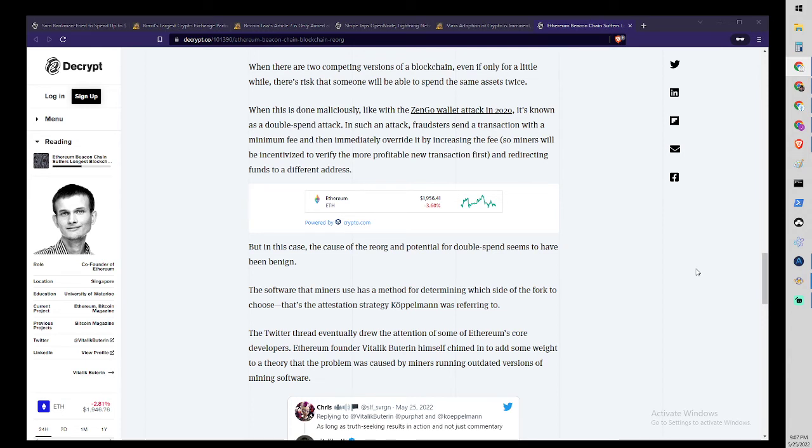But in this case, the cause of the reorg and potential for double spend seems to have been benign. The software that miners use had a method for determining which side of the fork to choose. That's the attestation strategy Koppelman was referring to.